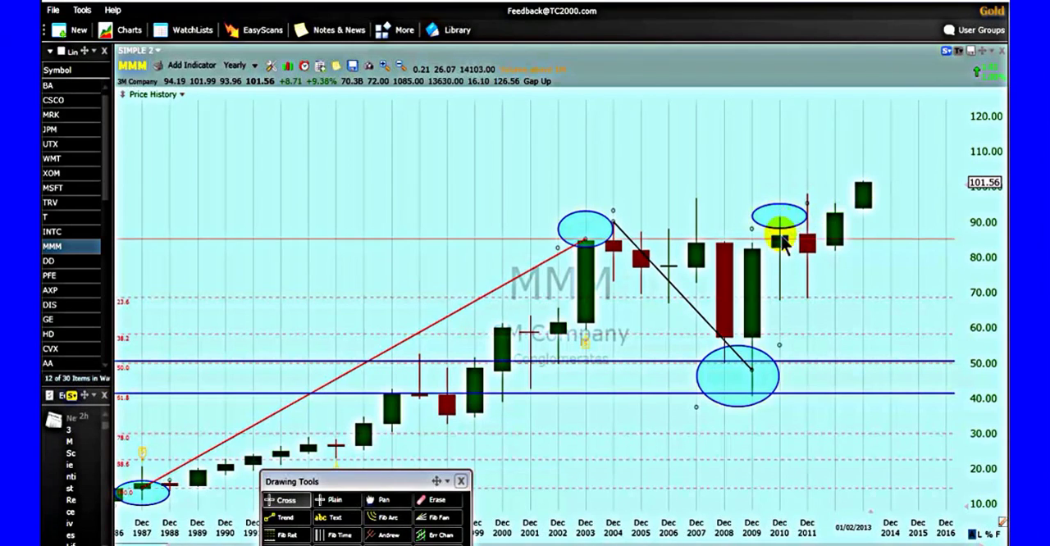So the classic flat correction has been denied here. The price exceeded the starting point of the A corrective move, which I explained in the video I titled Flat Correction. It exceeded the starting point of the A corrective move, so we are thinking of what? Either a running flat correction or an expanded flat correction.